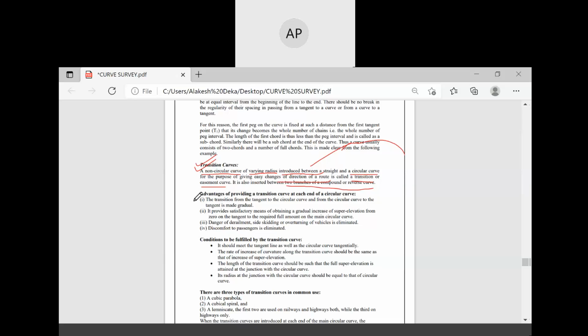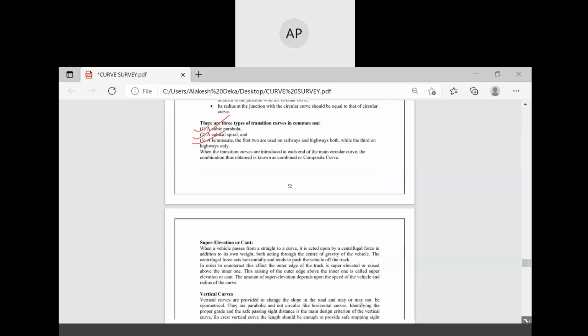So, advantages of providing a transition curve: the transition from the tangent to the circular curve and from the circular curve to the tangent. It provides a satisfactory means of obtaining a gradual increase of super elevation. Discomfort to passengers is eliminated. Danger of derailment, side skidding, and overturning of vehicles is eliminated. There are three types of transition curves: cubic parabola, cubic spiral, and lemniscate.